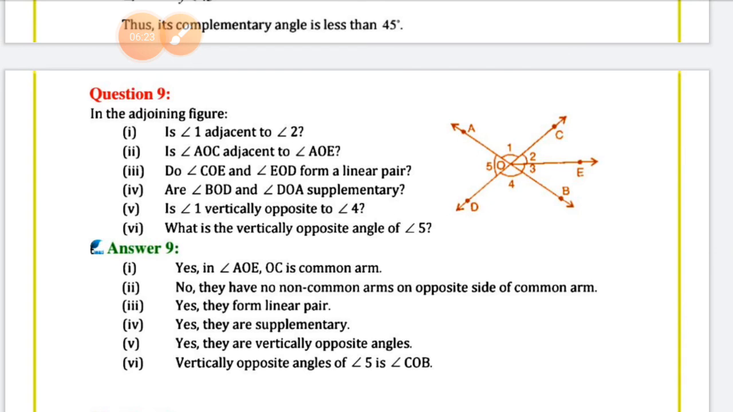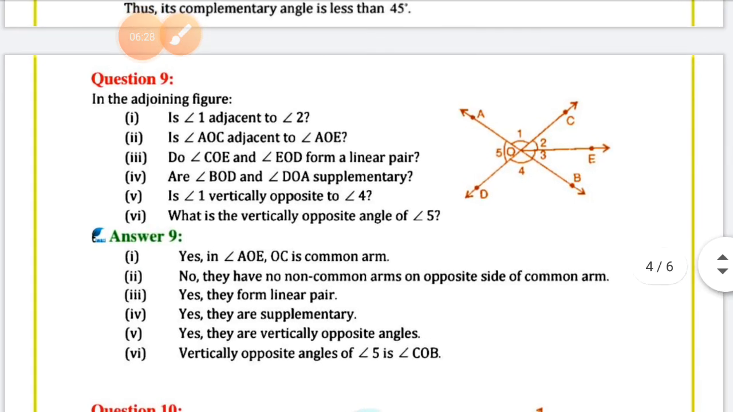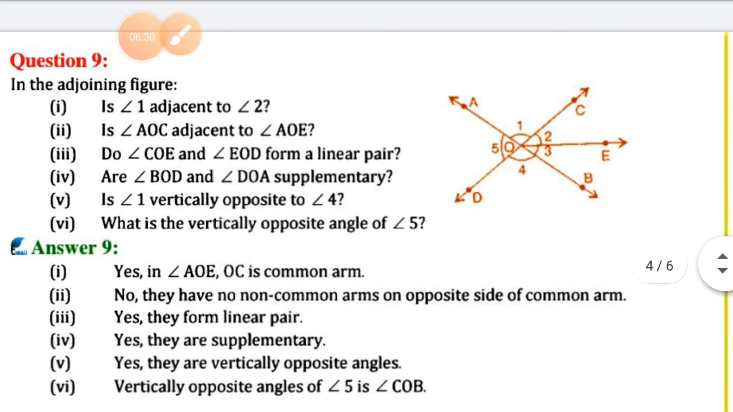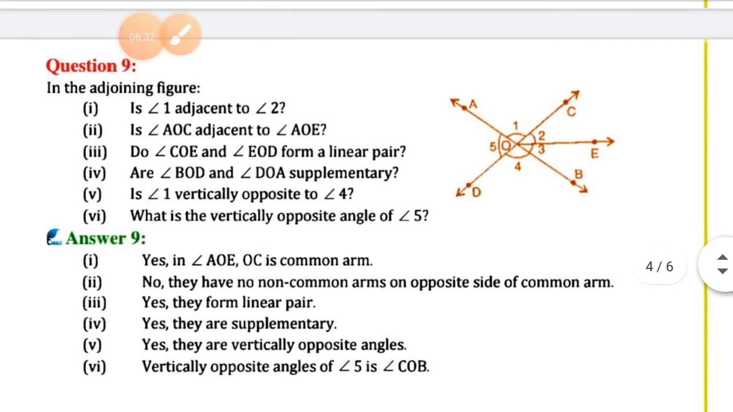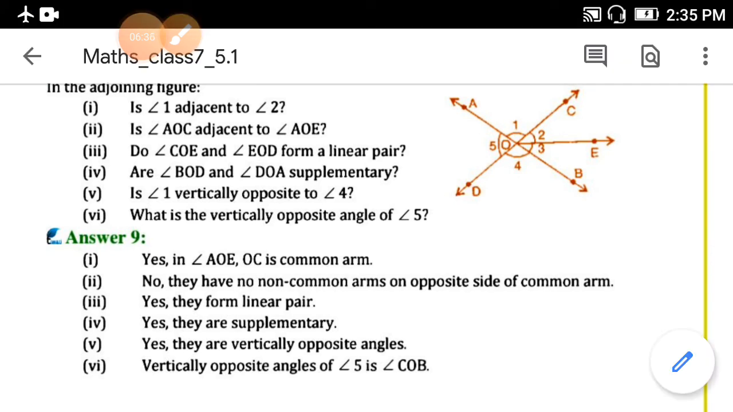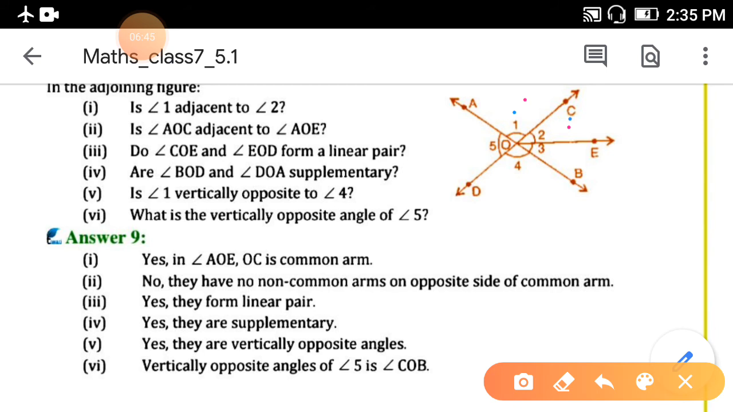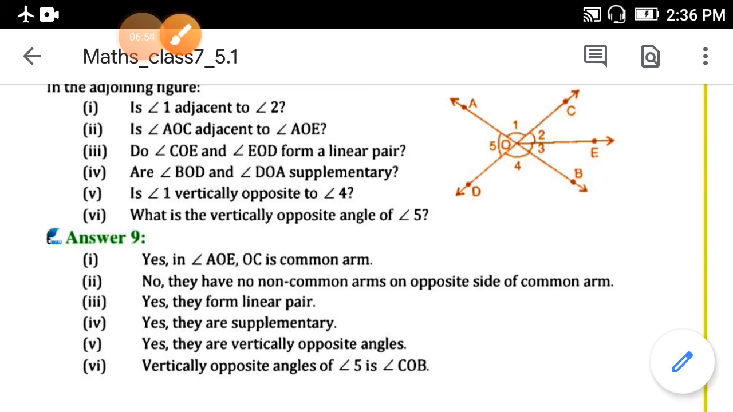Okay, now question number 9. In the adjoining figure, here the figure is given. First one: is angle 1 adjacent to angle 2? This angle 1 and here angle 2, both are adjacent. Yes, both the angles have a common arm, that is this one. So they are adjacent angles.